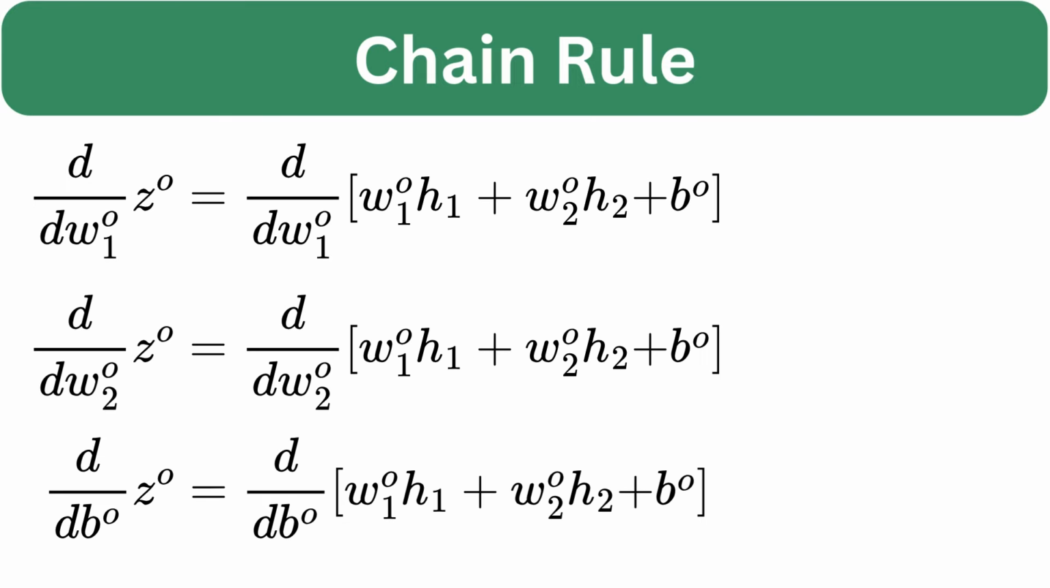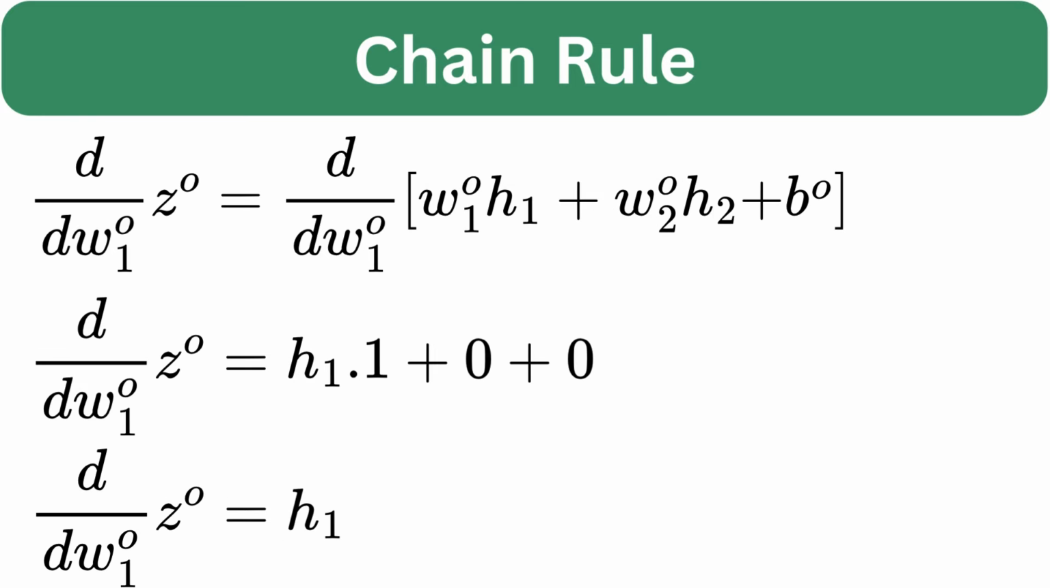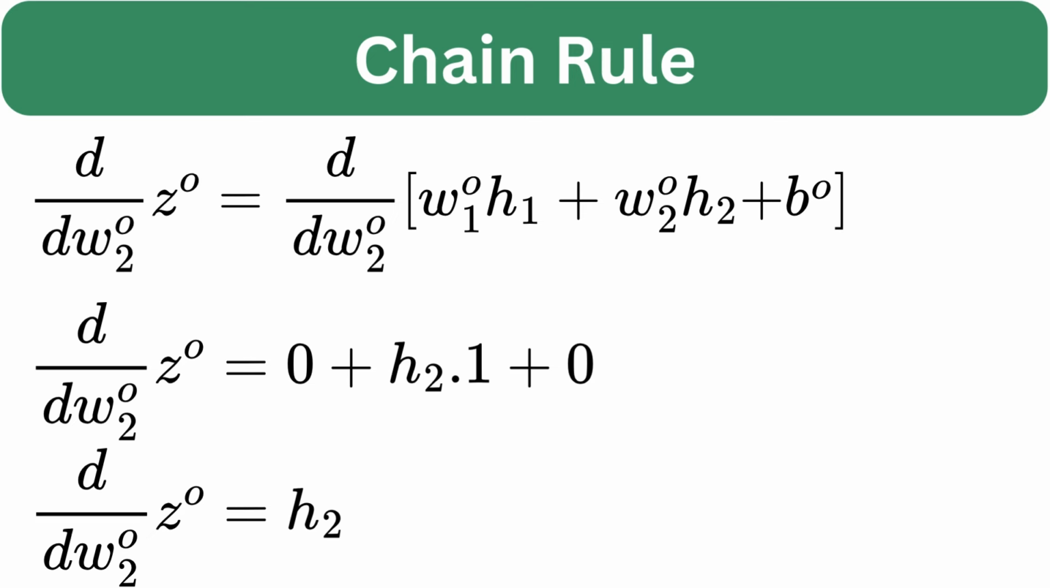Now we need the derivative of the net output Z with respect to each parameter separately. That is WO1, WO2 and BO. Let's start with respect to WO1. We treat WO2 times H2 and BO as constants, and H1 is a constant input from the previous layer. This term becomes 1 multiplied by H1. So the derivative of Z with respect to WO1 is H1. Similarly, with respect to WO2, the only term containing WO2 remains. So the derivative with respect to WO2 is H2.